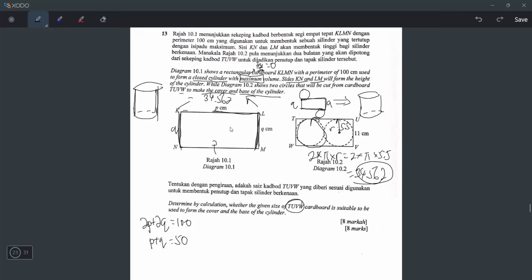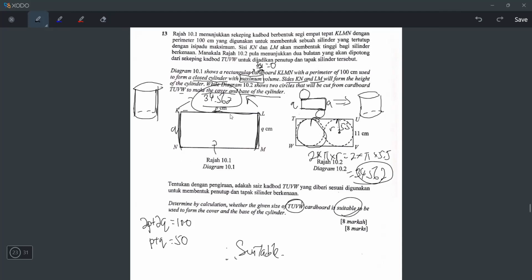The answer is yes, it's suitable. You know why? Because p plus q is 50. So I assumed I had finished already. I thought when I did this, I was already done, meaning my answer would be suitable. The reason is that 34.562 is smaller than 50.